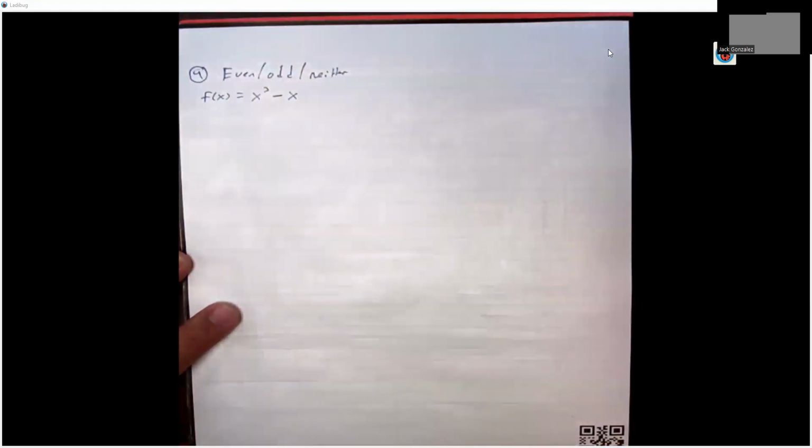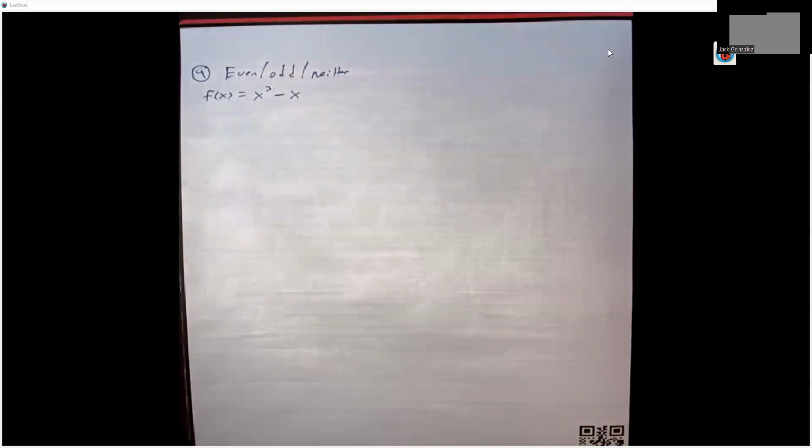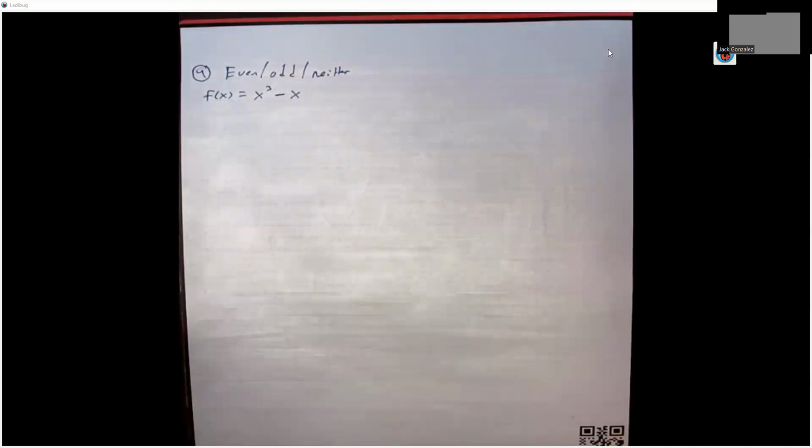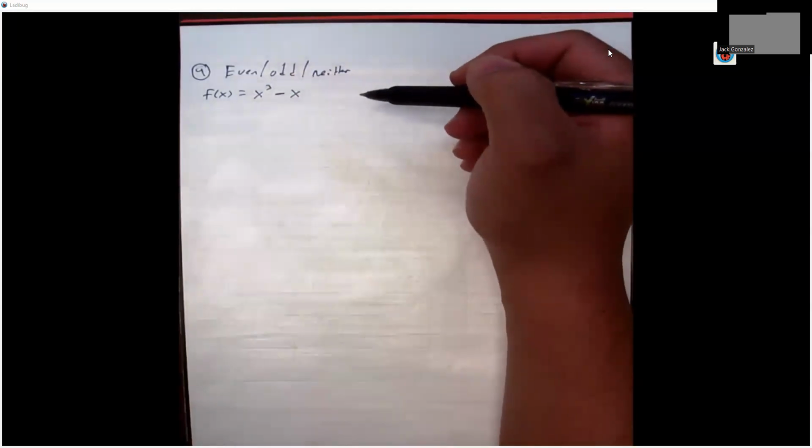Aquaman. Okay, before we get too distracted. All right, number 9, the question said determine if it's even, odd, or neither. And I gave you x cubed minus x. So determine if it's even or odd, and you had to plug in a negative x, and if it fit one of the definitions, you would just say even or odd. If it didn't fit either one, obviously you would say neither.